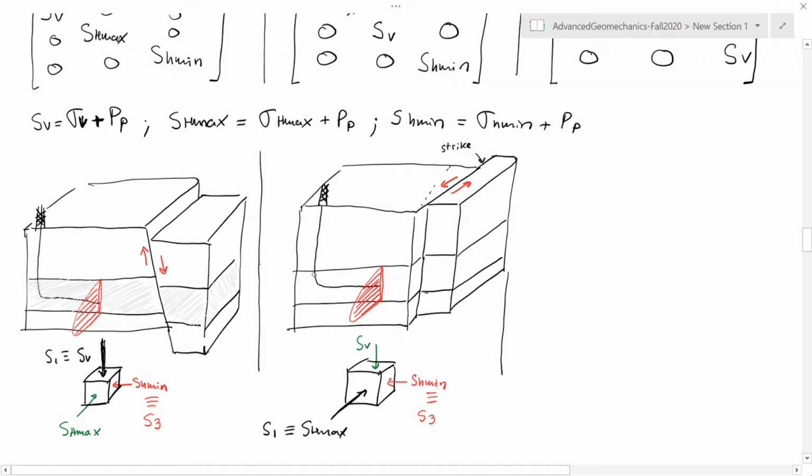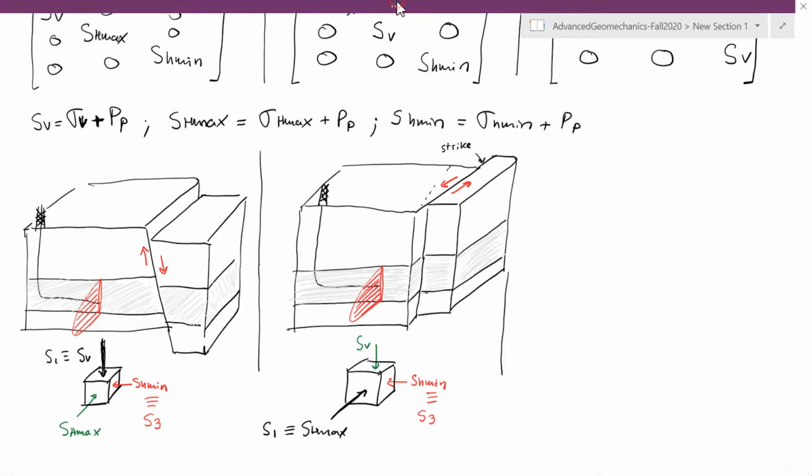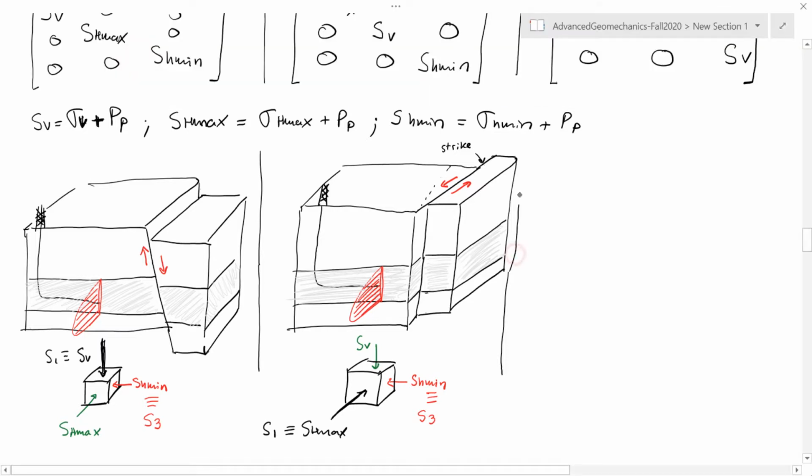In these two cases, remember that a hydraulic fracture, if it were to grow, is going to grow vertically and perpendicular to the minimum horizontal stress. The faults in this case will be different, but the hydraulic fracture will be the same. And last, in the reverse fault case, we will have a scenario which is completely opposite to the first one and also to the second. And it's going to look something like this.